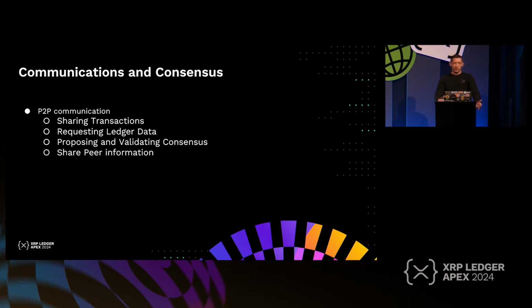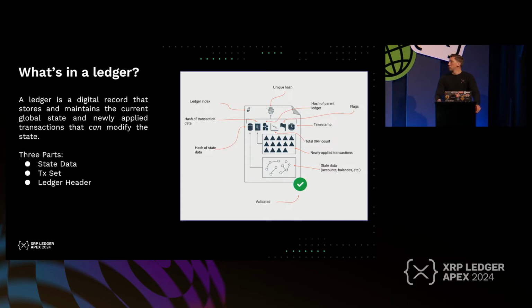So what's in a ledger? A ledger is just a digital record which maintains the current state, global state, and the newly applied transactions to that state. In the context of distributed systems like the XRPL, it's the shared state that all the participants in the network have agreed upon during the consensus process. It's identified by its ledger index or its ledger hash, and I would say that it's broken down into 3 parts. The first one is the state data.